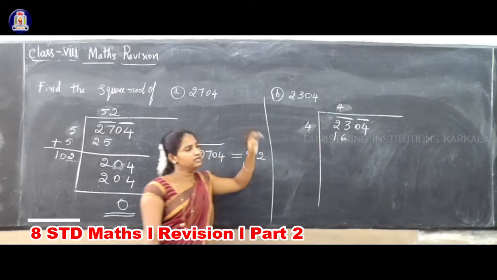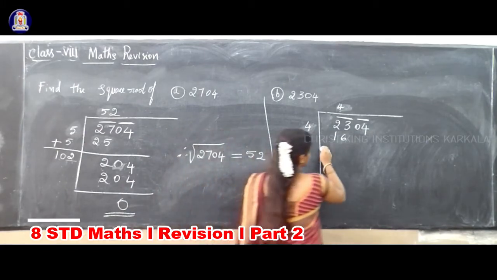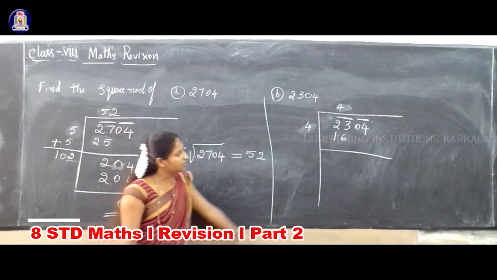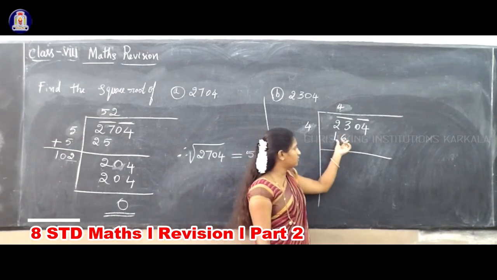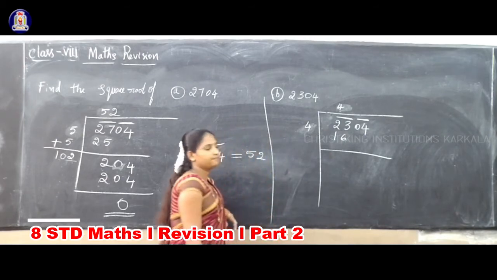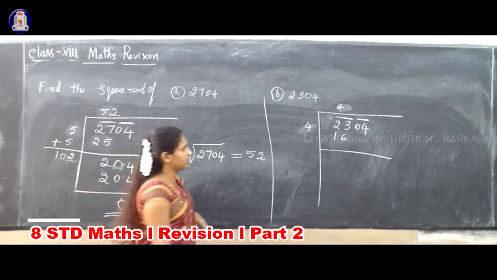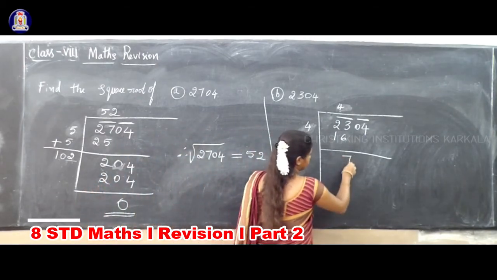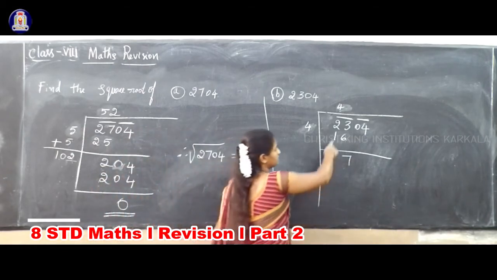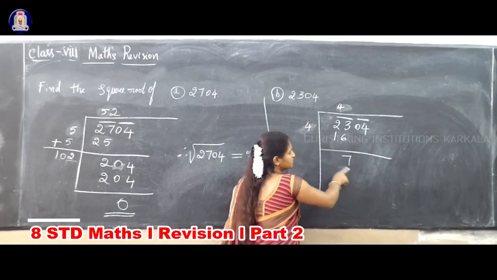4 4s are 16. So the next step we have to subtract. Here 3 minus 6 is not possible. So borrow 1, we get 13 minus 6. The answer will be 7. Is it correct? So the answer is 7. So here remaining 1 minus 1 is 0.